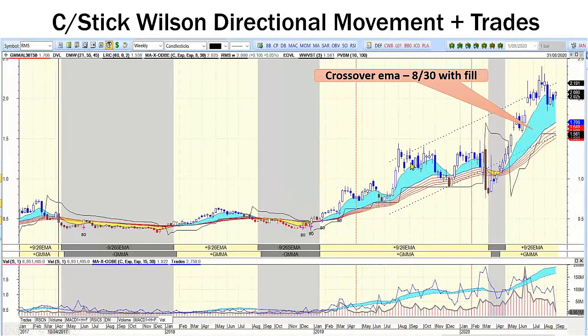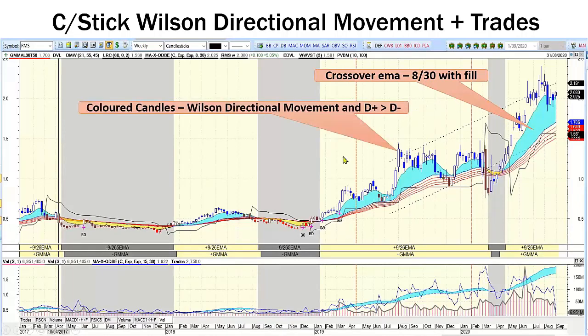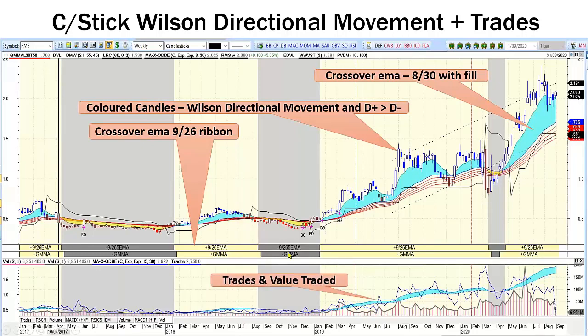So this is the same one, except I've changed the colour of the candles. This is just simply to demonstrate you can have any sort of coloured candle. I just had to play around with this one, to be truthful. 8/30 EMA again. The colour candles are directional, D plus and D minus. But I didn't have it down the bottom because what I wanted to show you is a 9/26 ribbon. It corresponds pretty closely to the Guppy multiple moving averages, not much variation. I played around with trades and value traded. In the end, I decided it really didn't work and I dropped it out.